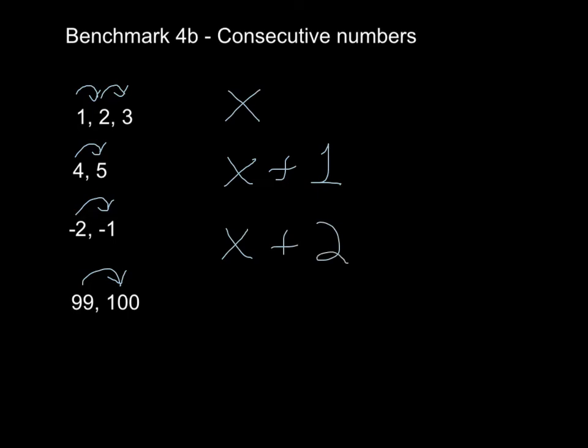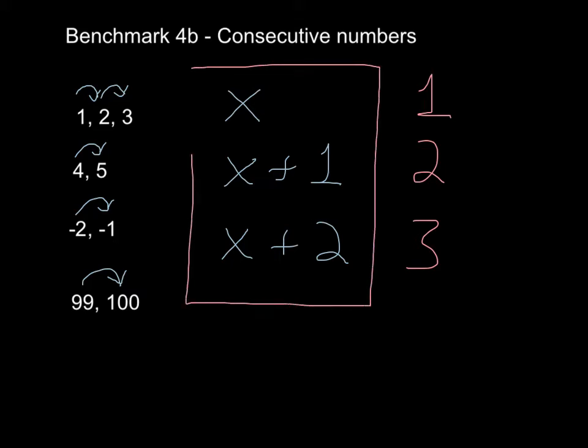As you can see in the first example, 1, 2, and 3, if I plug in 1 for x, the next consecutive number is 1 plus 1 is 2, and 1 plus 2 is 3. By using x, x plus 1, and x plus 2, I can always make a list of 3 consecutive numbers.